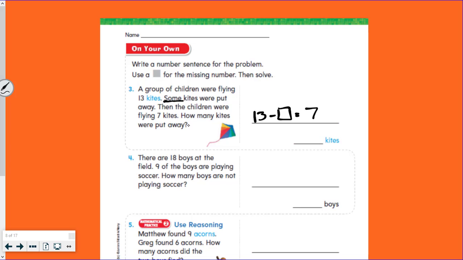So how many kites were put away? So we can use an addition problem to help us figure this out. So 7 plus a number is going to equal 13. So 7 plus 6 equals 13.